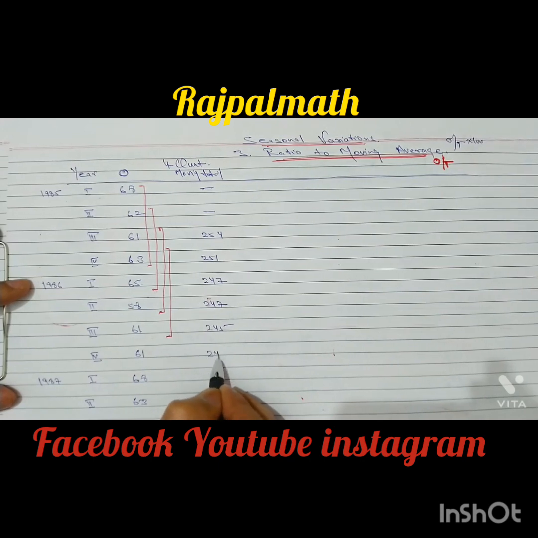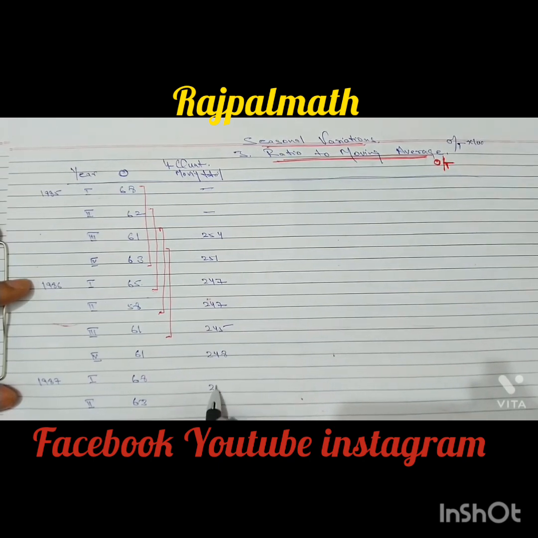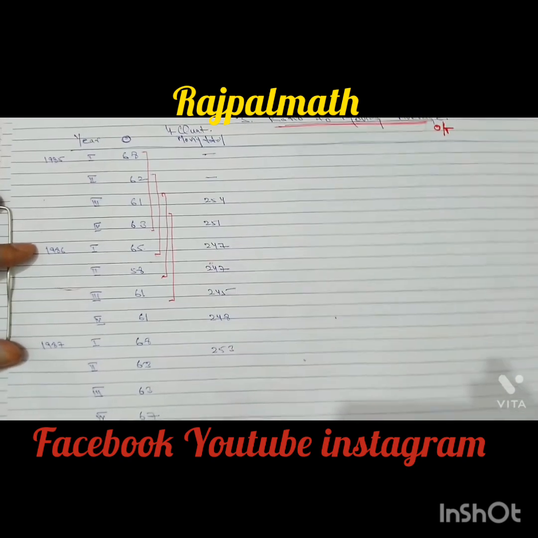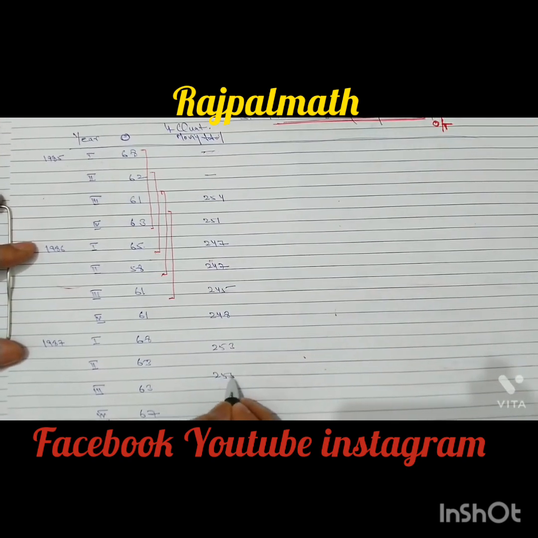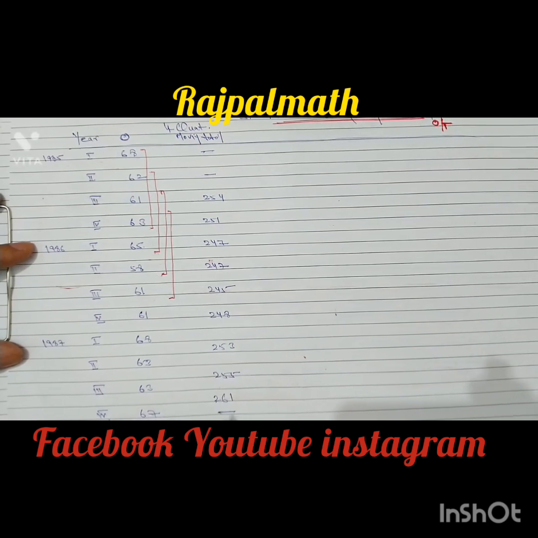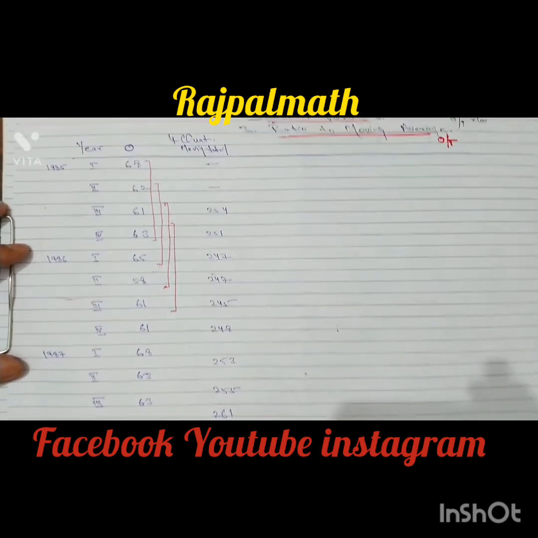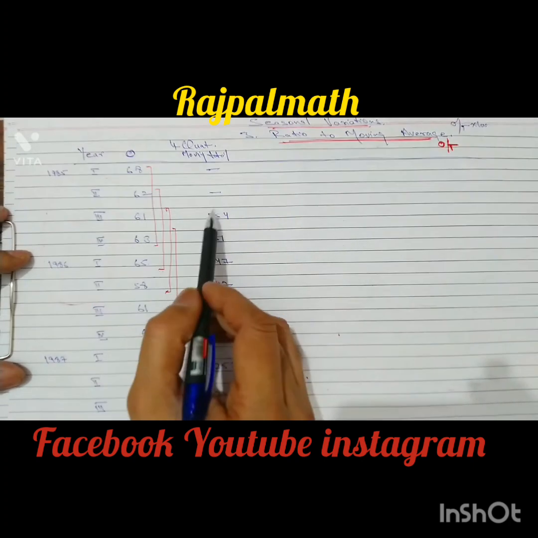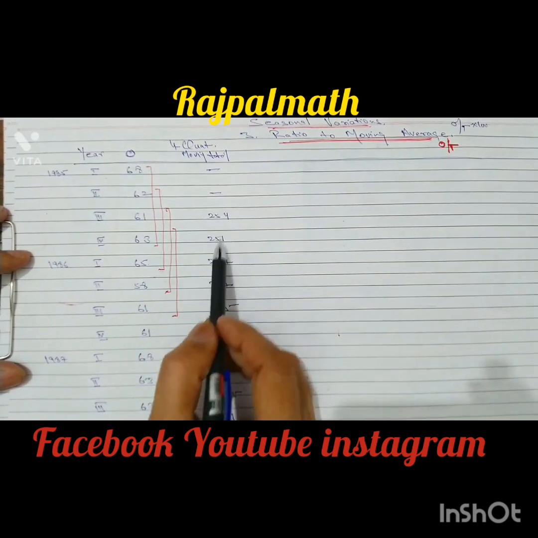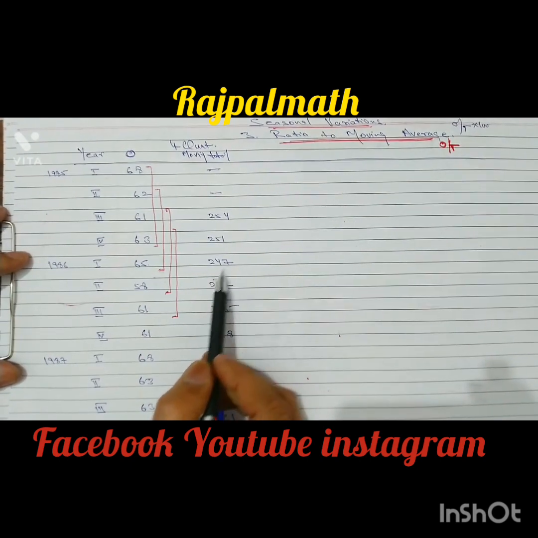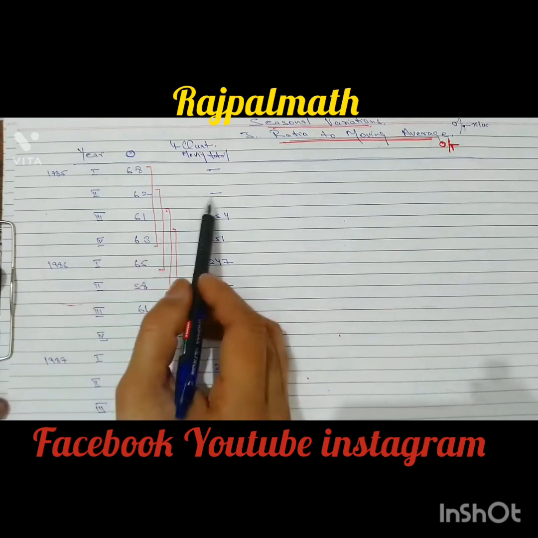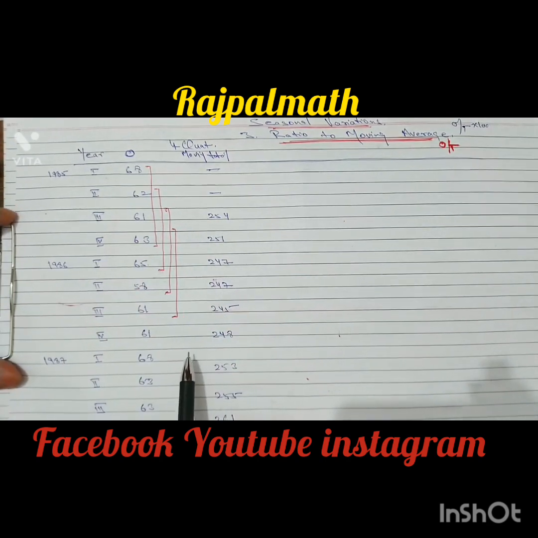Then 248, 253, 255 and 261. Then there is no data for the last 2. Write 254 over here, 251, 247. You must arrange the directions, right?